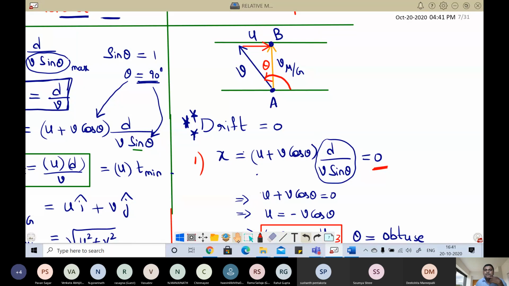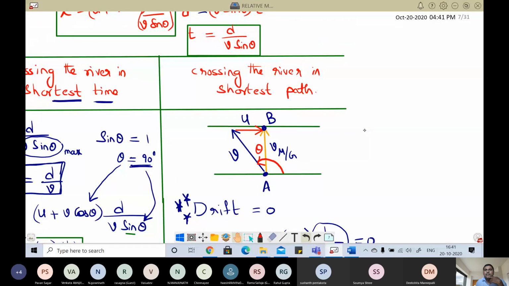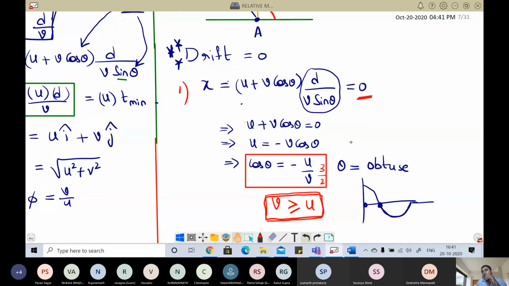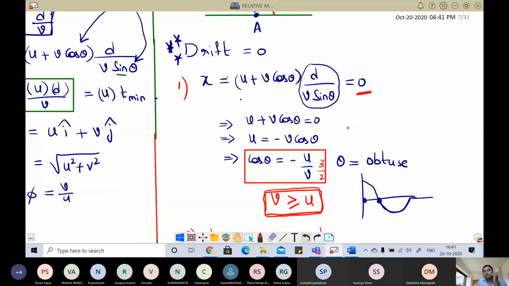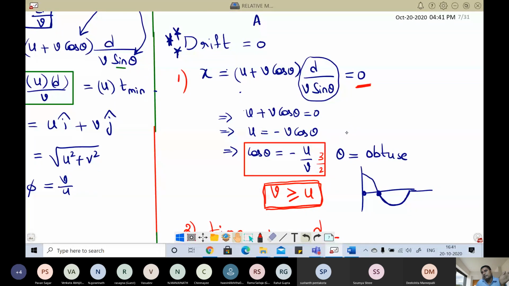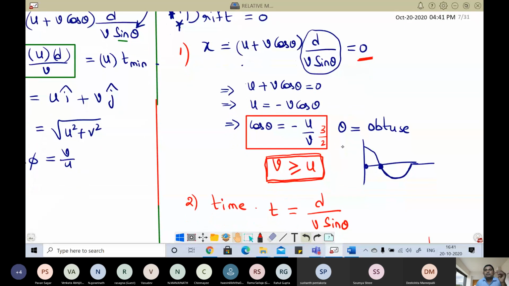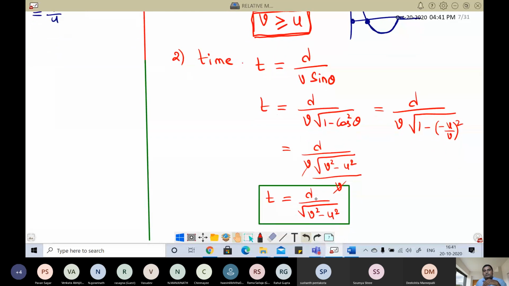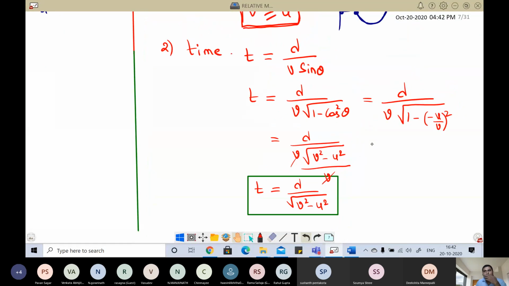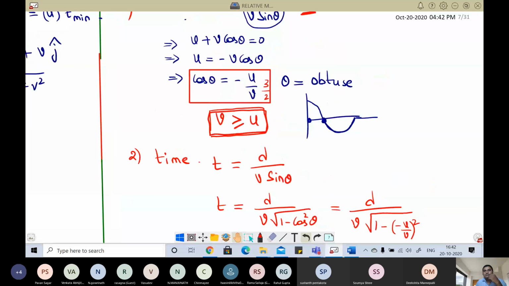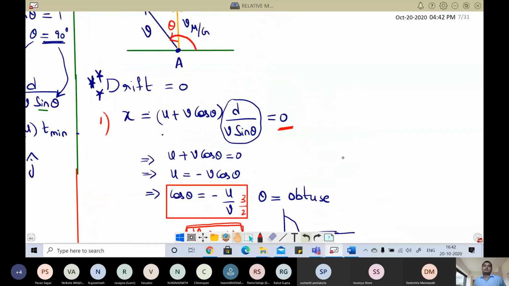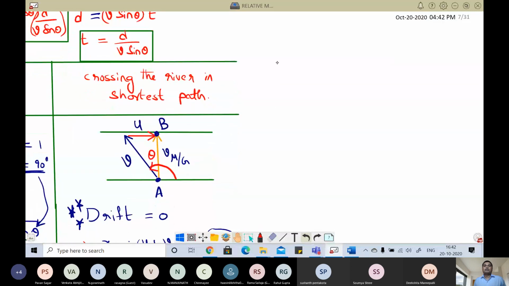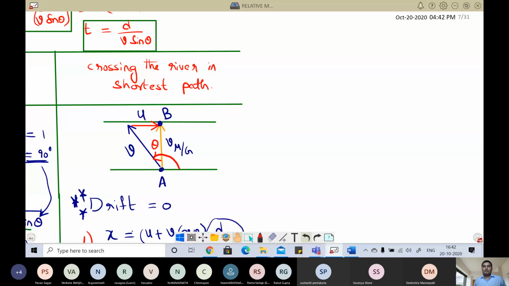In the second case, crossing the river in the shortest path, drift is 0. From that we get the condition cos theta is equal to minus U by V, where V should always be greater than or equal to U. It can be equal or greater, but it can never be less. Next, time is equal to D by root over V square minus U square. This is the formula. This can also be obtained another way. I'll explain the shortest path case in another, beautiful method. Let us see here.